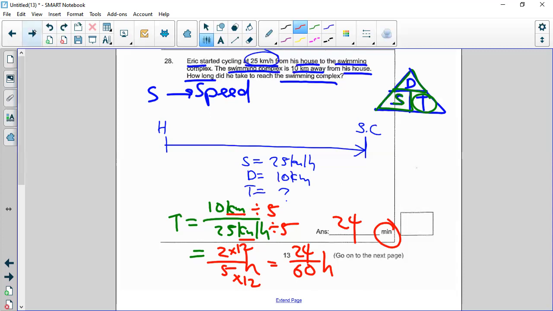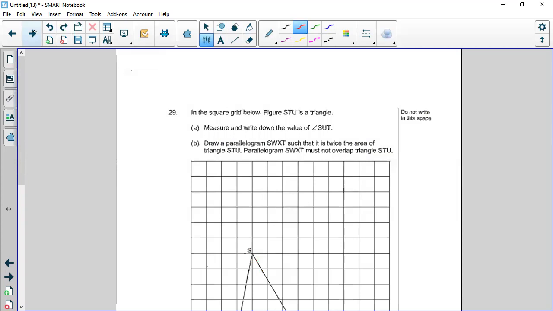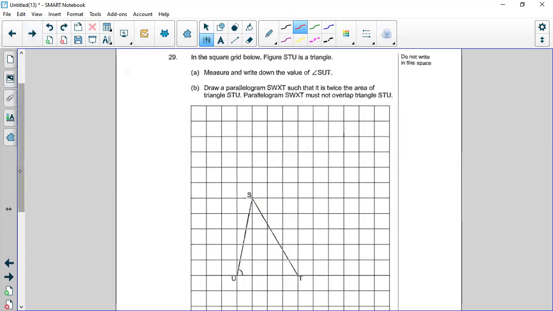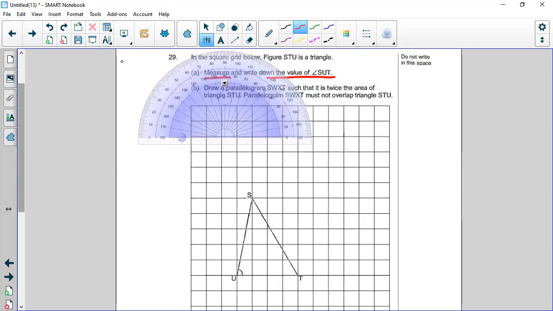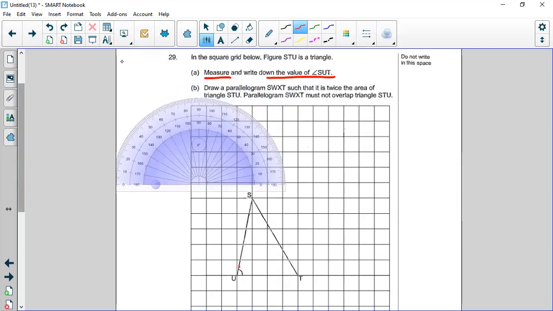Next one, question 29. Now this one, some of you couldn't do part B. So measure and write down the value of SUT. I need to take my protractor out. So you take your protractor and you want to measure the angle SUT. Where is SUT? Which is over here.